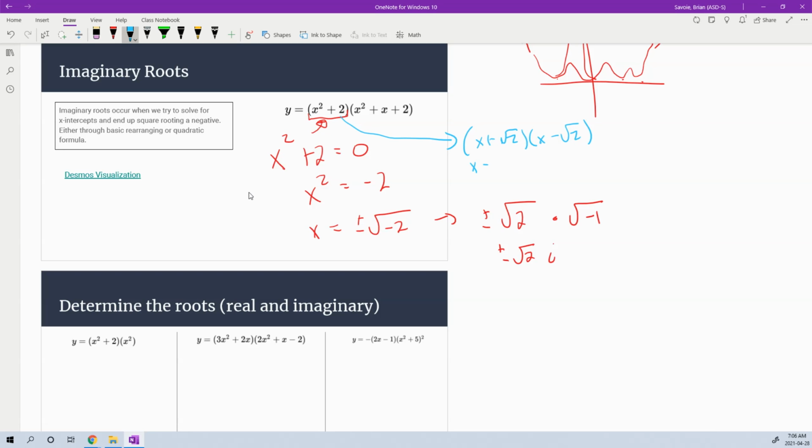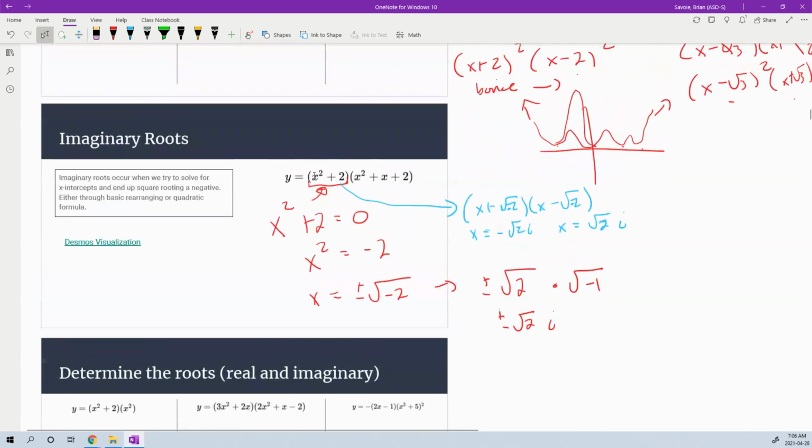Then I would say x is equal to negative, and this should be negative root 2 in both of them. x is equal to negative root 2 i. x is equal to positive root 2 i. Okay, and I'm skipping the middle step with this blue stuff here because you can see it right down there.